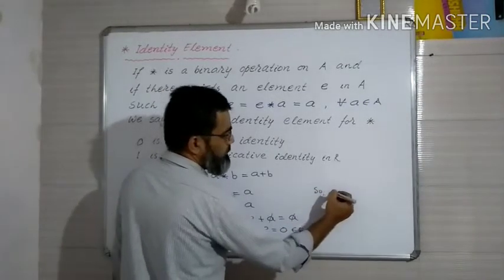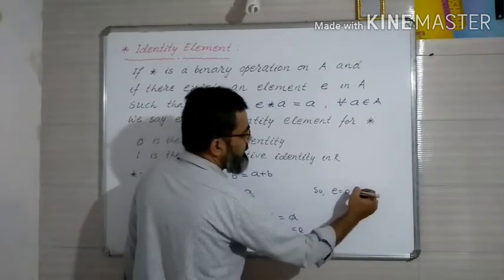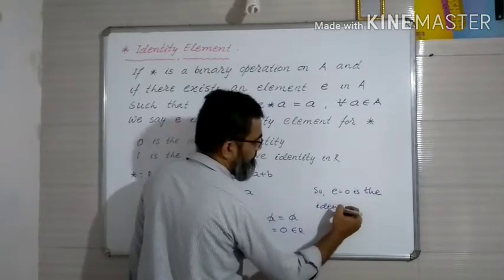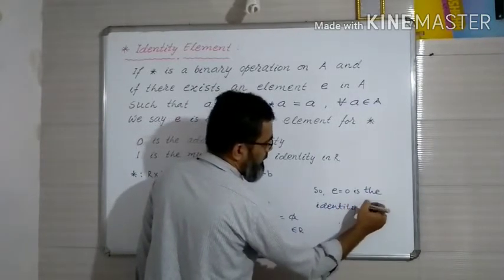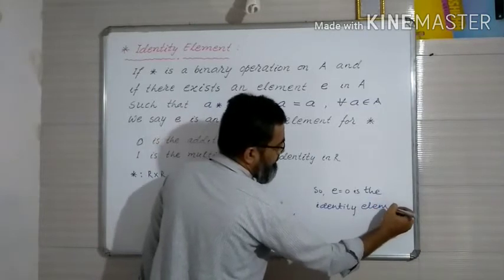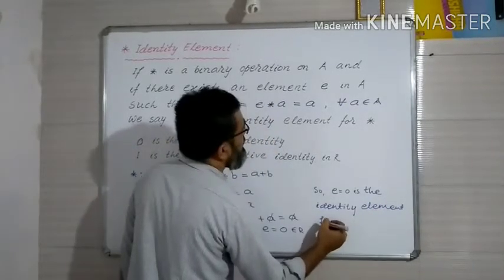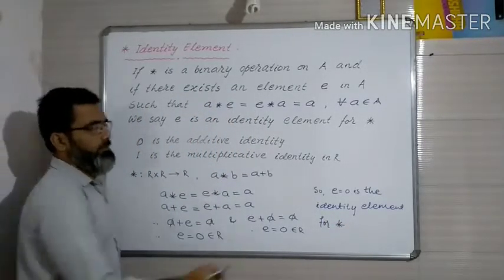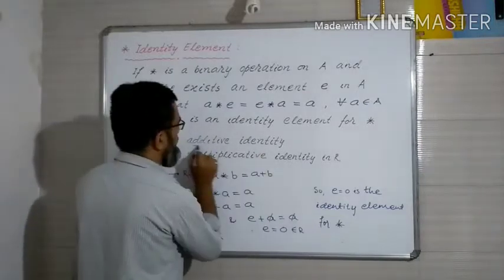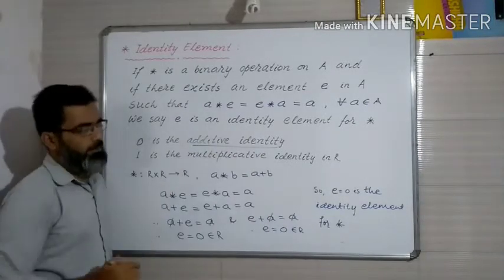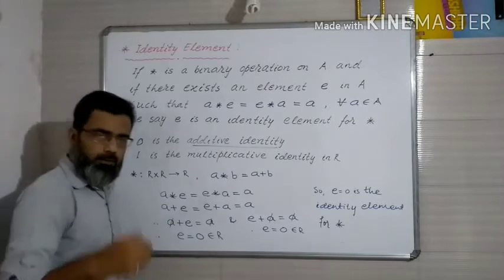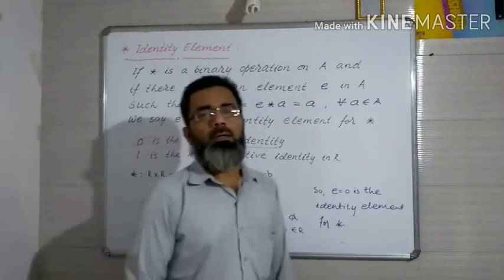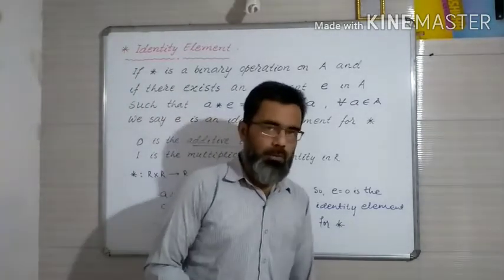So e equal to 0 is the identity element for star, and star is defined as addition, so it is additive identity, right? So 0 is the additive identity, and in other words we can say that e equal to 0 is the identity element for star, which is shown as A star B is equal to A plus B.